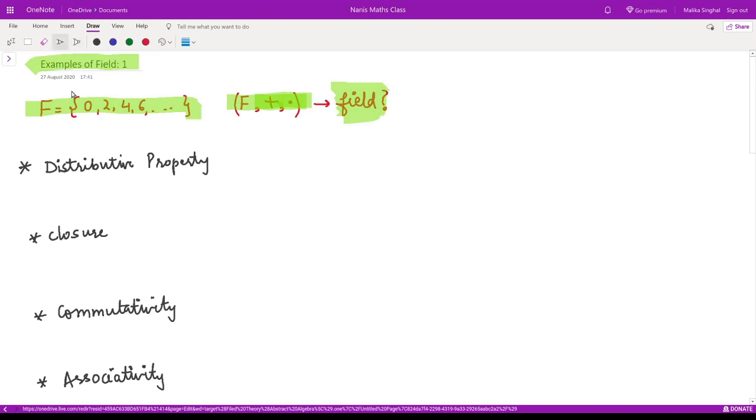In the last video we have seen various properties or axioms of the field necessary for a set to be a field. So let us first check the distributive property. What is that? If I take any three numbers A, B, C from the set F, then this property should hold: A * (B + C) should be equal to A·B + A·C.